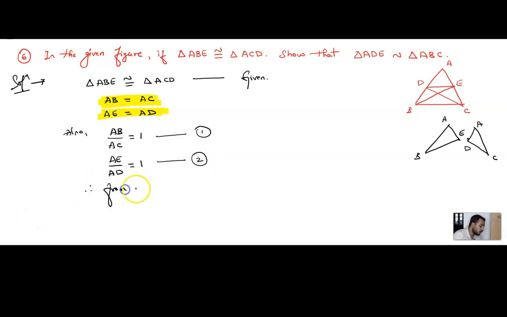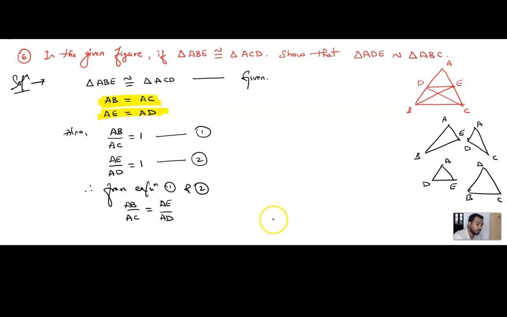Therefore, from equation 1 and 2, we can say that AB by AC is equal to AE by AD. Actually, what do we have to prove? We have to prove that this triangle ADE is similar to this triangle ABC. We have to prove this, right children? Yeah.